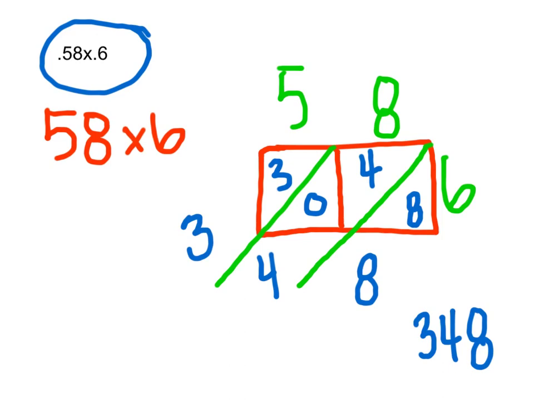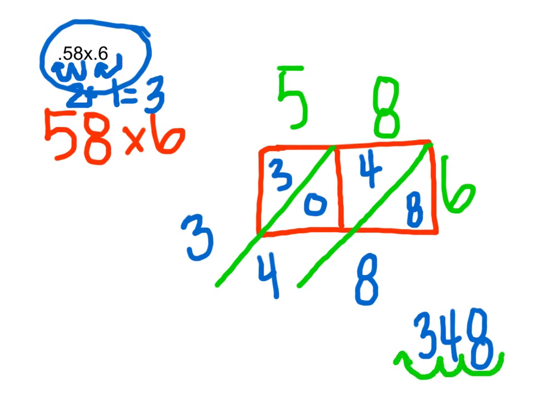So for the 58 one, you're going to count over, and that has 2 decimal places. For the 6/10, you're going to count over, and that just has 1. 2 plus 1 equals 3 decimal places. So now you need to take 348 and count over 3 decimal places. So you start over to the right and count over 1, 2, 3. So your decimal goes in front of the 3. So your final answer is 348 thousandths. So 0.348.